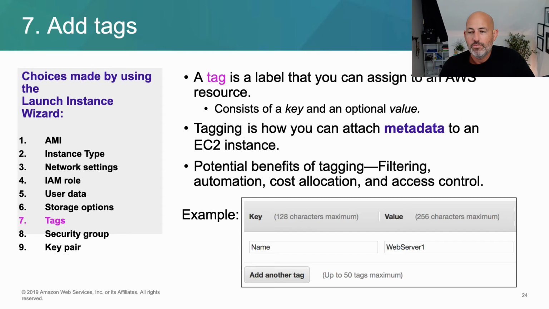Tags would be something where you could just assign it. Let's say you had the data science department and the development department. For example, every time they launch machines, you could tag them with the name of their department, and then you could do a cost analysis to make sure that people aren't going over their budget.